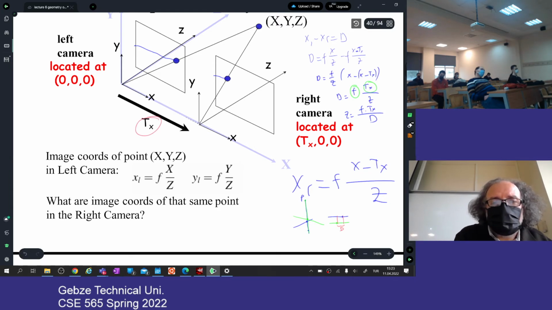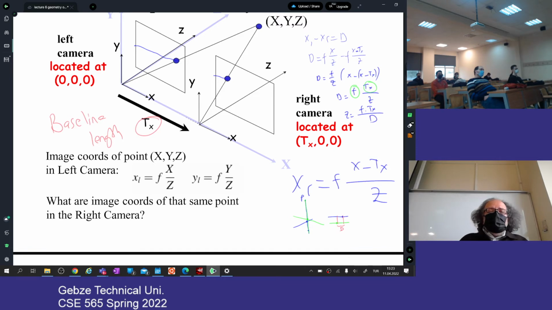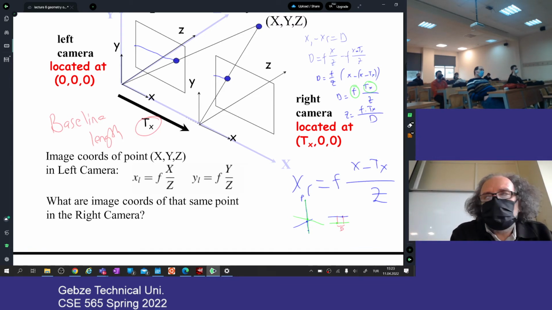This value is called baseline length. This baseline length cannot be 0 for stereo to work. If you keep your camera the same, it will not work.